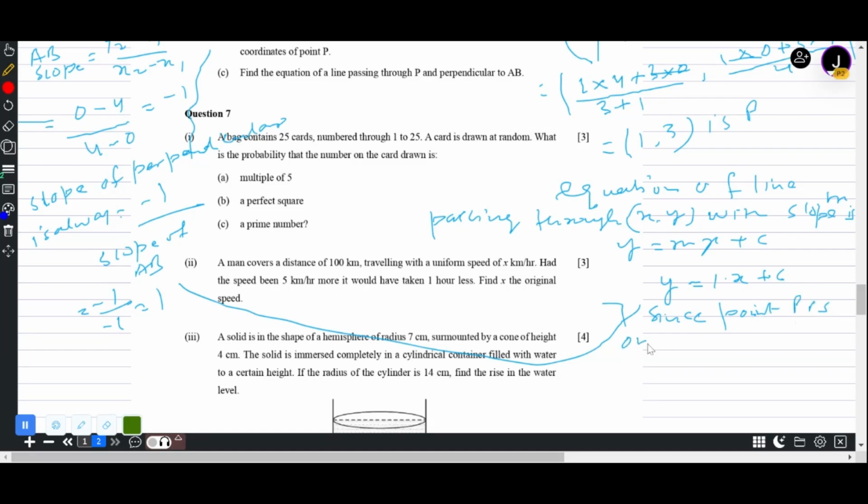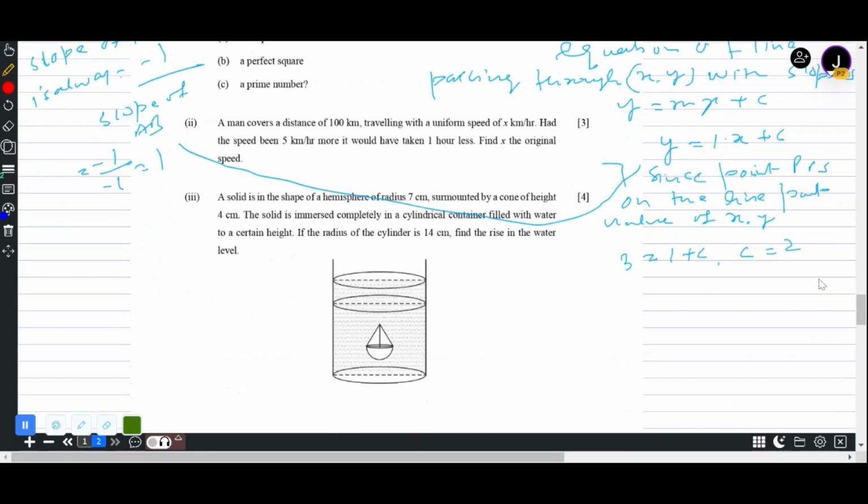What is the probability that the number on the card drawn is a multiple of 5, a perfect square, a prime number? So you know how probability works. Probability is the number of favorable events divided by the total number of events. So if I am pulling out one card at a time, the total number of events is 25.